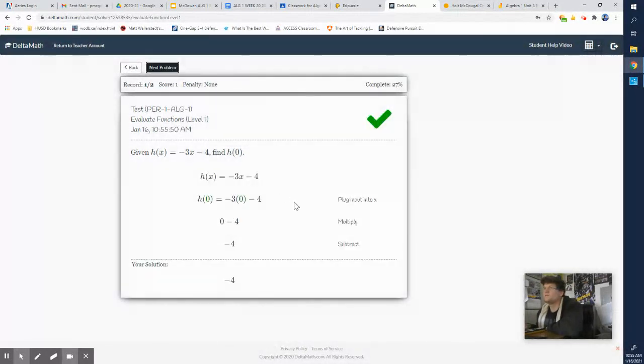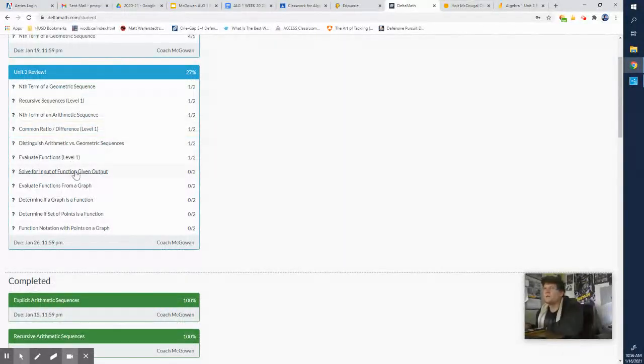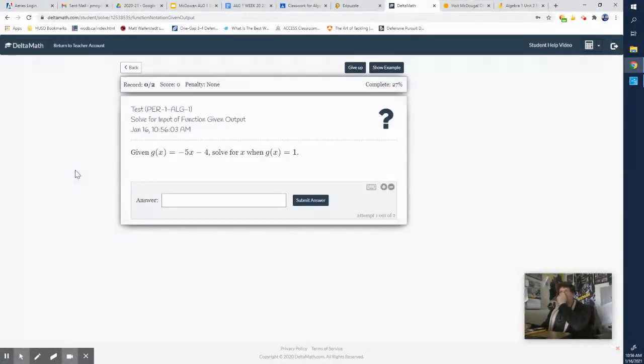I'm sorry if I'm going too fast, but it is a video, so you could pause whenever and try to clarify and rewatch and all sorts of stuff like that. But there's evaluating. Now, we didn't just evaluate. We also found the input given the output. So if it's not in our parentheses, what did we have to do? We had to set this equal to what our function was equal to.